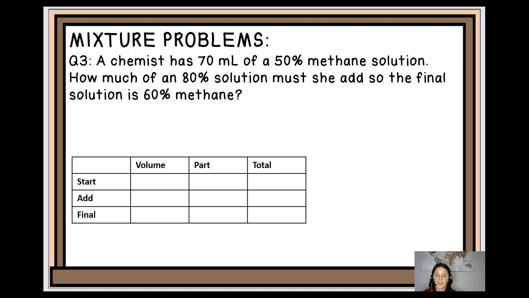Question number 3. A chemist has 70 milliliters of a 50% methane solution. How much of an 80% solution must she add so the final solution is 60% methane? Again, we need to start by defining our variables, then fill in our chart with the information that we know. So let's define our variables.